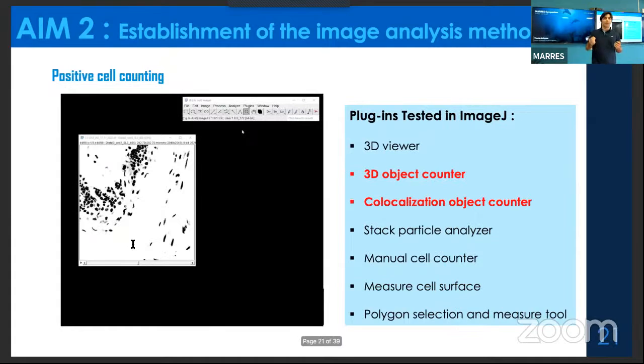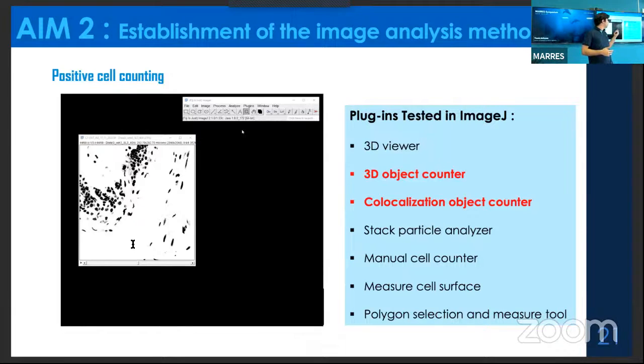The 3D object counter and the colocalization object counter were used to count the cells. So here, it was supposed to be a video showing the method, but just the image also. So I used only one channel, so only the nuclei staining for the 3D object counter, because it's able to count only one type of fluorescence at a time. The colocalization can do two types of fluorescence at the same time. So, for example, the nuclei staining and the dextran staining, but it gave the same results as the 3D object counter. So I put them together.